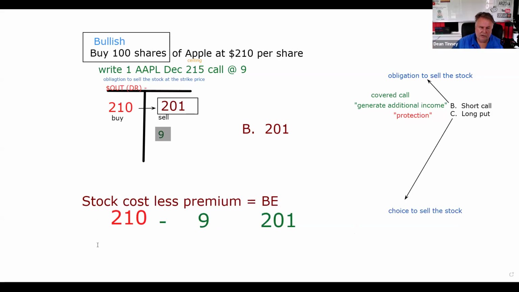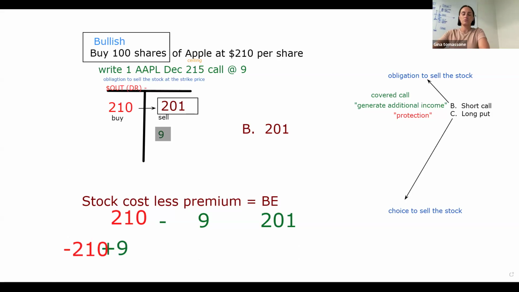And then we said you could also, if you're using your pluses or minuses, say, okay, well, we brought in 9 for the option, but we paid out 210 for the stock. And so the net of the plus and the minus is 201, right? And so there's your plus minus version.